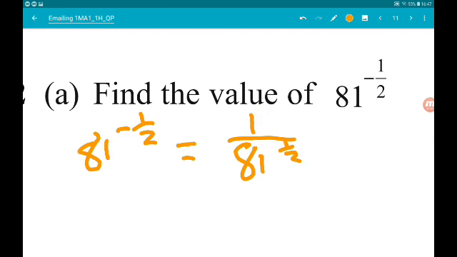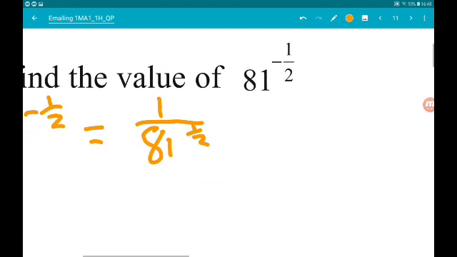Now, when you've got a power of a half, that means the square root. So the square root of 81 is 9. So our answer is 1 over 9.